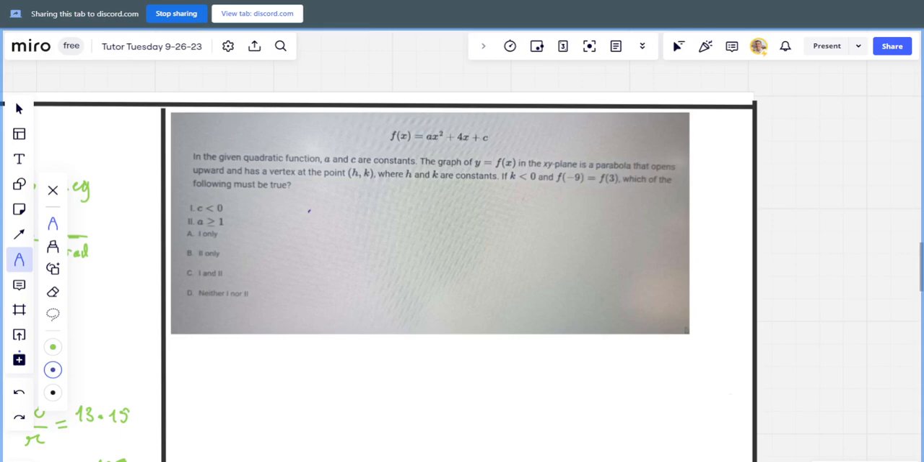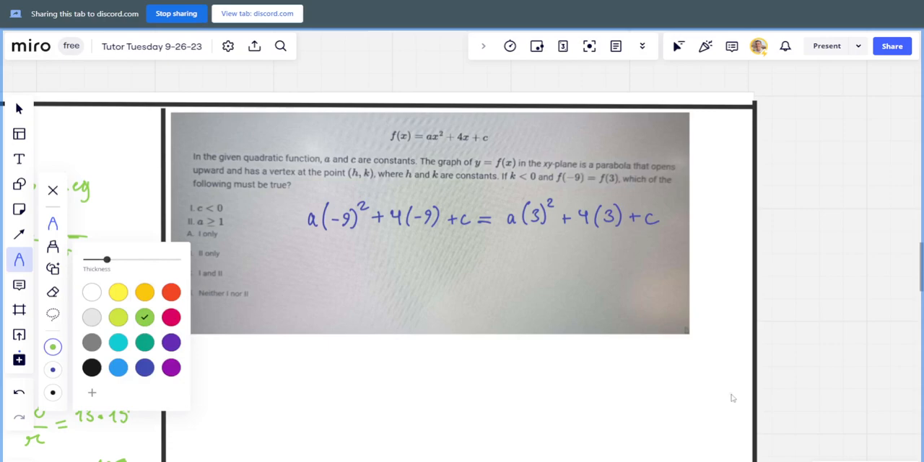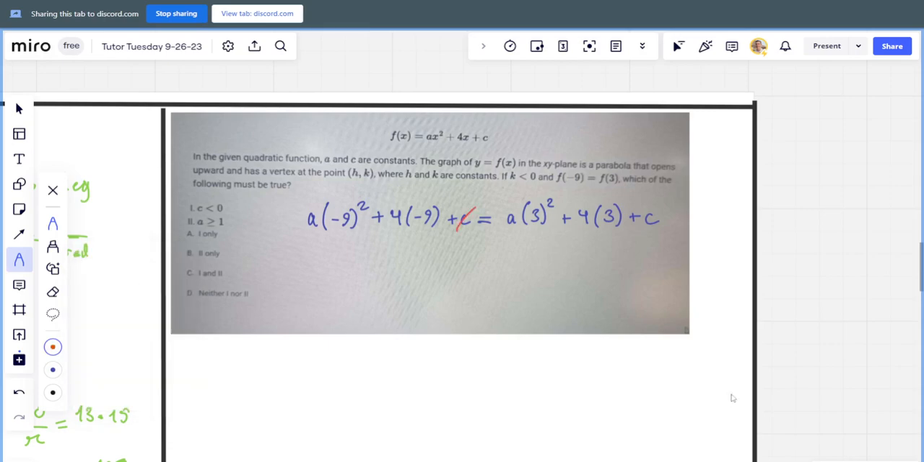So that would mean that a times negative 9 squared plus 4 times negative 9 plus c has to be equal to a times 3 squared plus 4 times 3 plus c. The c's, of course, can cancel out, but the rest of the stuff we can simplify. So we would get something like 81a minus 36 is equal to 9a plus 12.